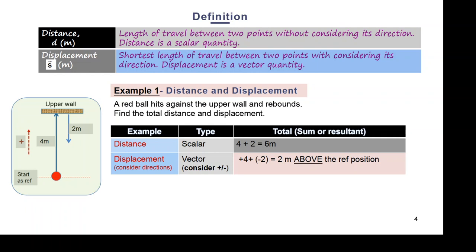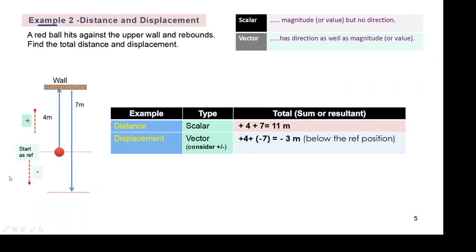Question 2 is quite similar. A red ball hits the wall outwards 4 meters, rebounding back 7 meters. So in terms of distance, it should be equal to 4 plus 7. Whereas for the displacement, it will be equal to plus 4 plus minus 7 equal to minus 3. When you see the minus sign, it implies that it is below the reference point.